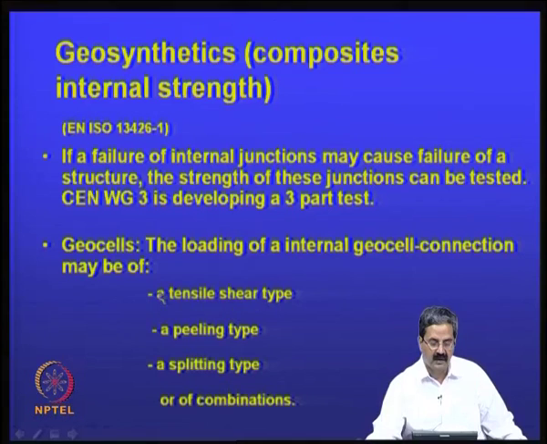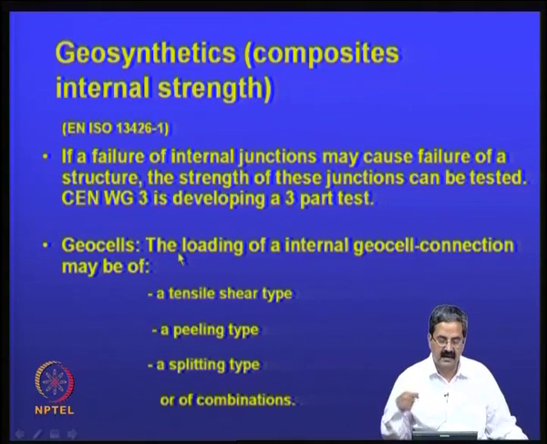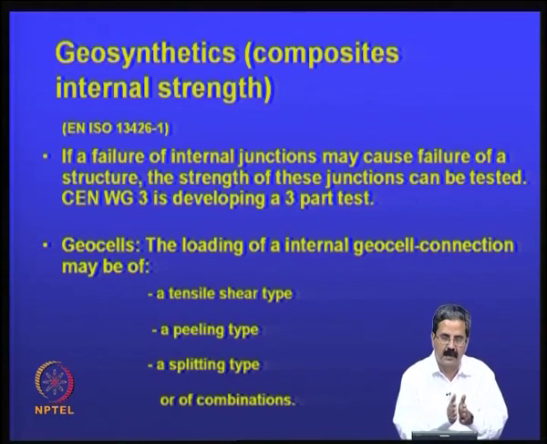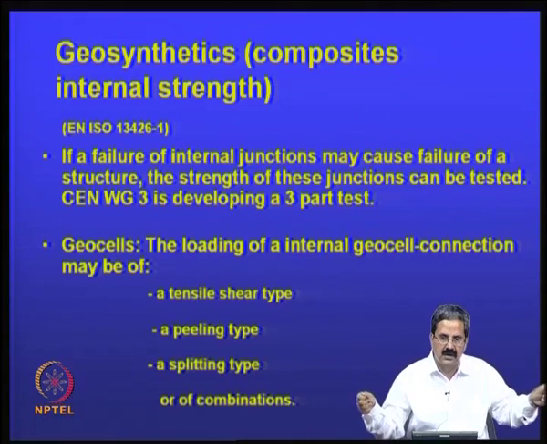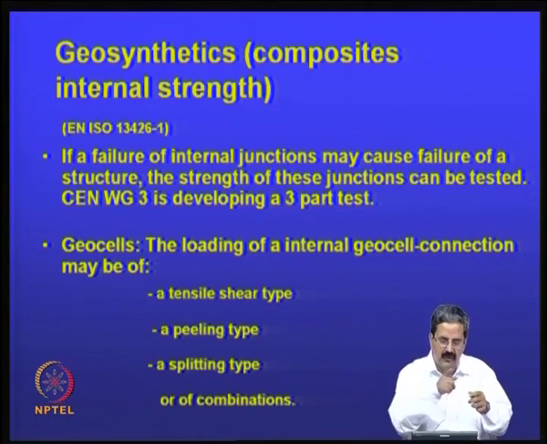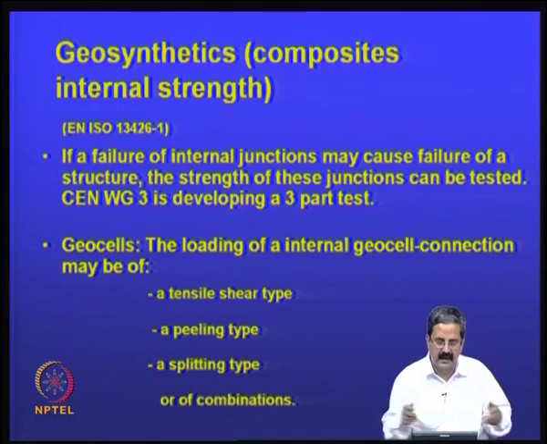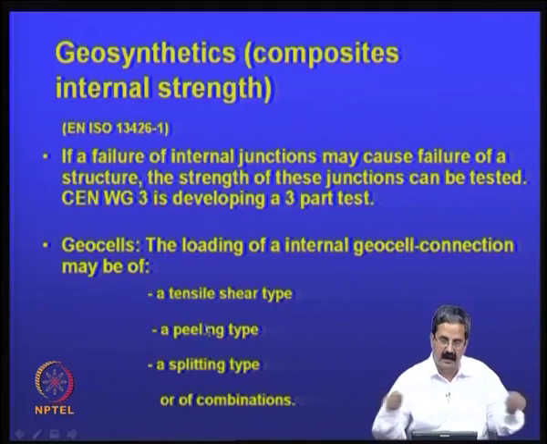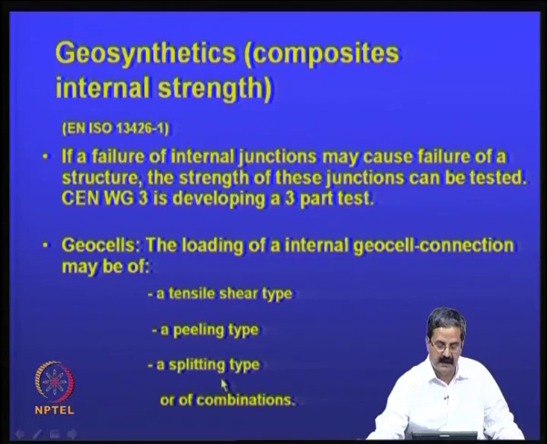For example, a geocell is a combination of a number of polymeric strips which you can open out to form the cells, but you can close it like this. All the edges are sealed together to form the cell, so that sealing has to be very good. The internal geocell connection should have very good tensile shear resistance. It can be peeled off, it can be split, or a combination. None of these failures should occur.